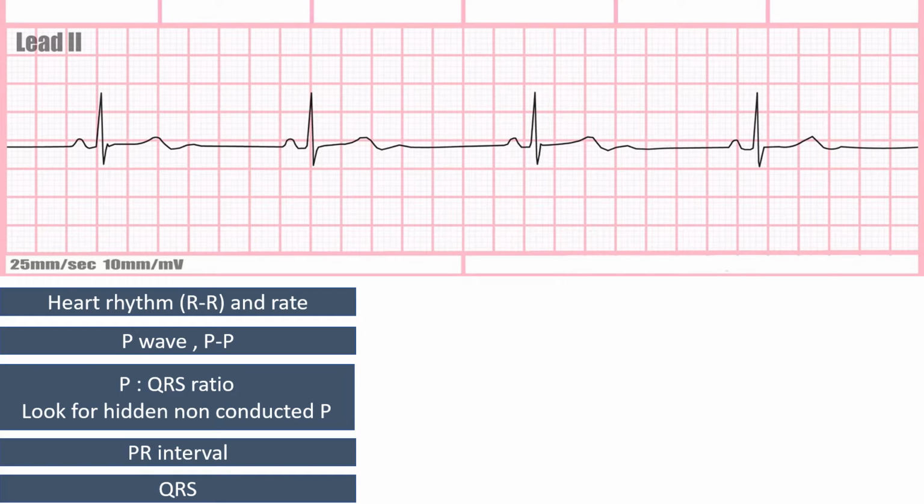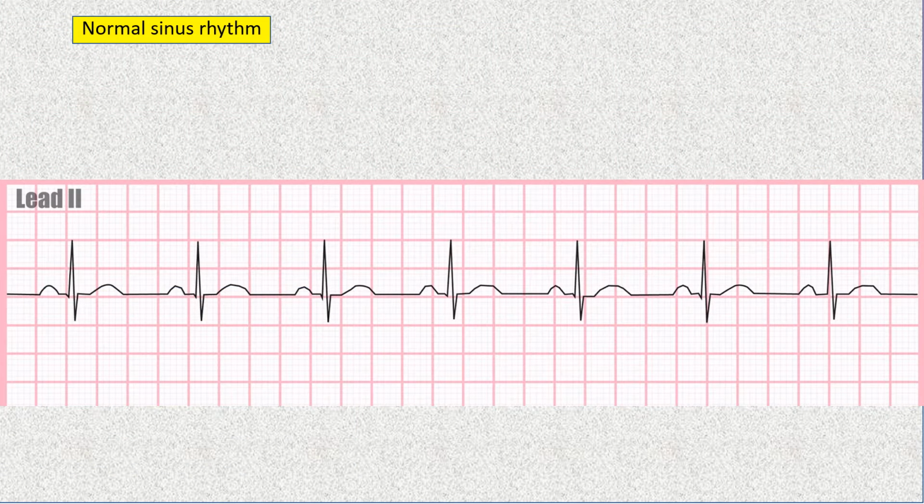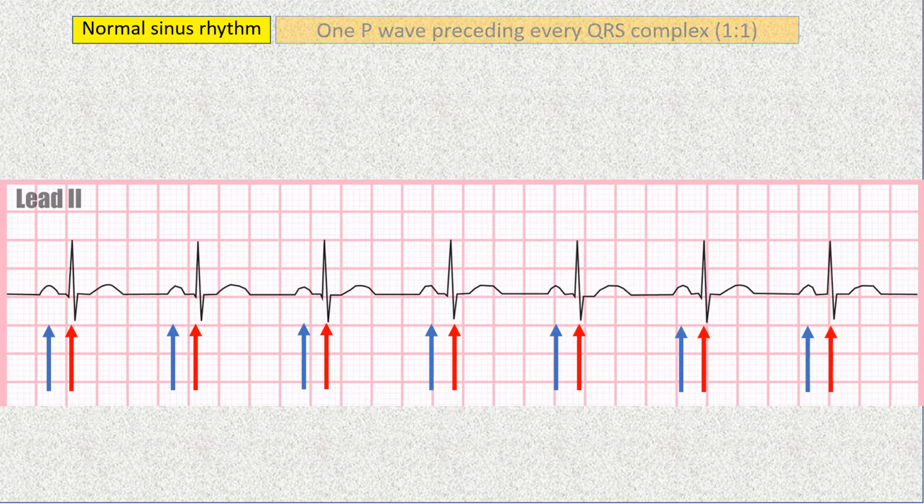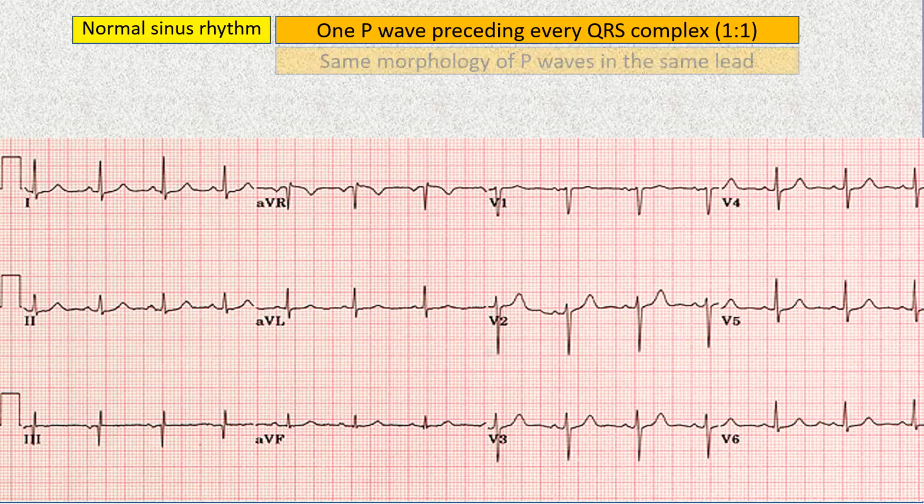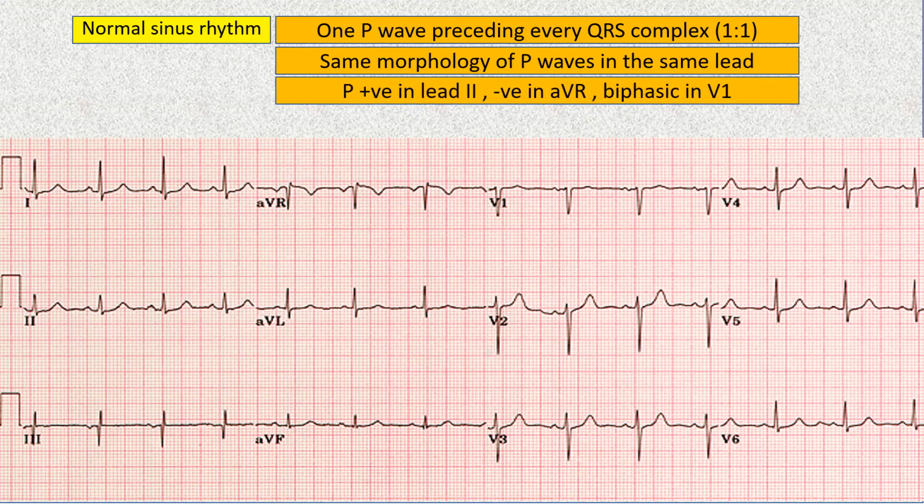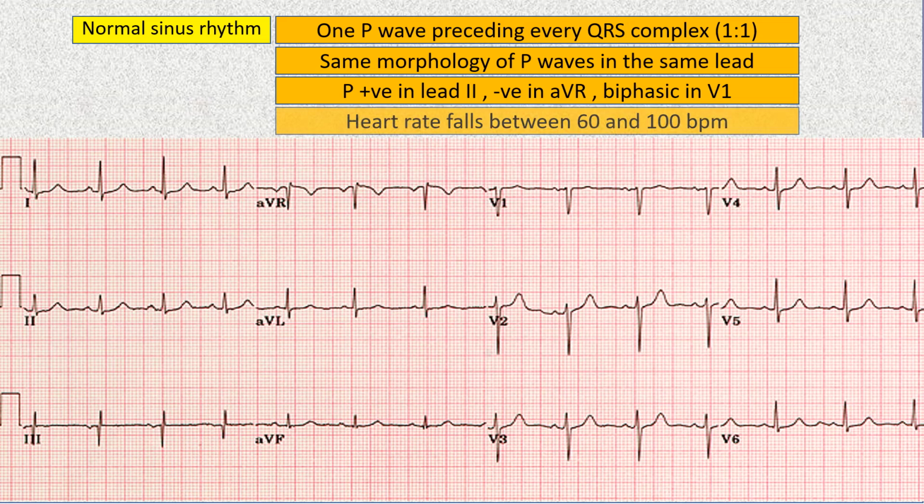First of all, I'd like to remind you what's meant by normal sinus rhythm. This means that every P wave is followed by one QRS complex. There are equal numbers of P waves and QRS complexes. After that, we examine the P wave in different leads. We find that every lead has a specific P wave morphology, and the axis of the P wave here is positive in all leads, negative in aVR, and biphasic in V1. This is normal. And finally, the heart rate falls between 60 and 100 beats per minute.